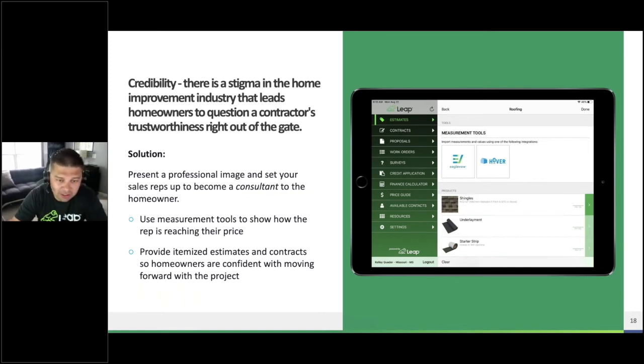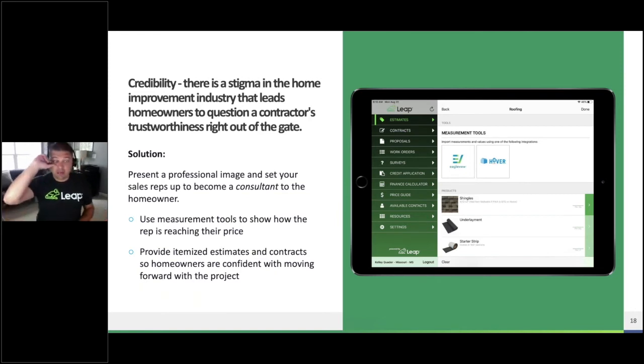By doing it this way, you can also provide itemized estimates and contracts, so homeowners are more confident with moving forward with the project. If I show them individual line items and say, hey, look, this is how I came up with the end number, it's a little bit easier for customers to swallow than if I just chicken scratch $11,700 and slide that to them on a piece of paper. It's just not as believable as going through measurement tools, auto-generating a price, giving them good, better, best options, and then showing them a nice professional proposal that I can present on my iPad.